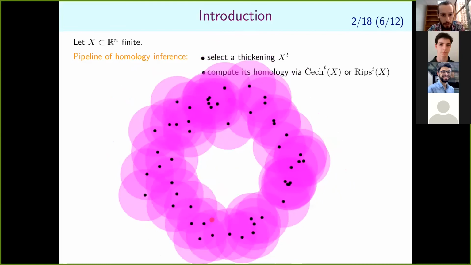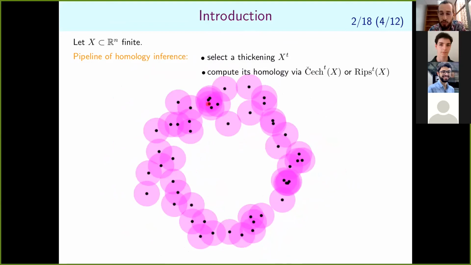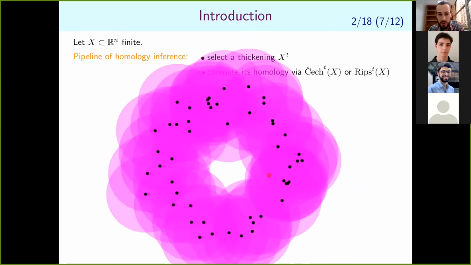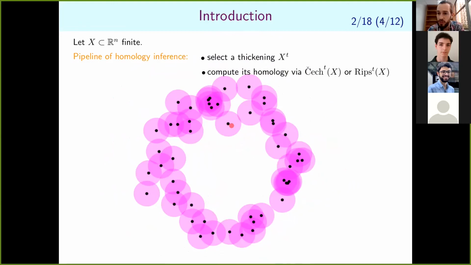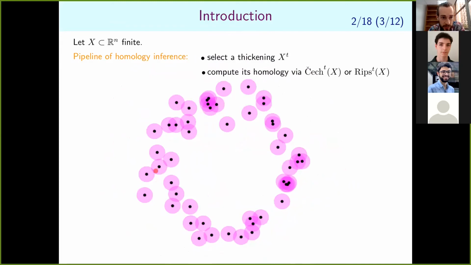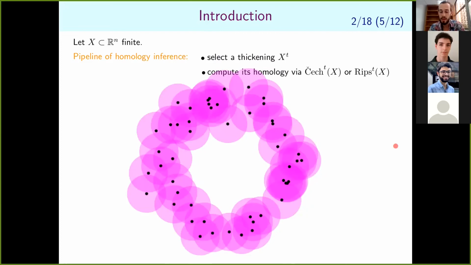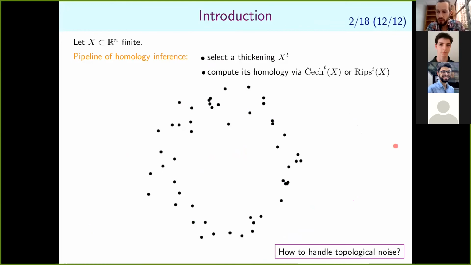And moreover, well, we have seen the problem of topological noise just before having our underlying circle. There are some cycles, some homological features that appear. So here, for instance, or even before here, you see these three points, these three balls, they create a cycle. And so this will be a problem for us, okay? So really the question that persistent homology answers is the following: how can I handle topological noise while estimating a homology?